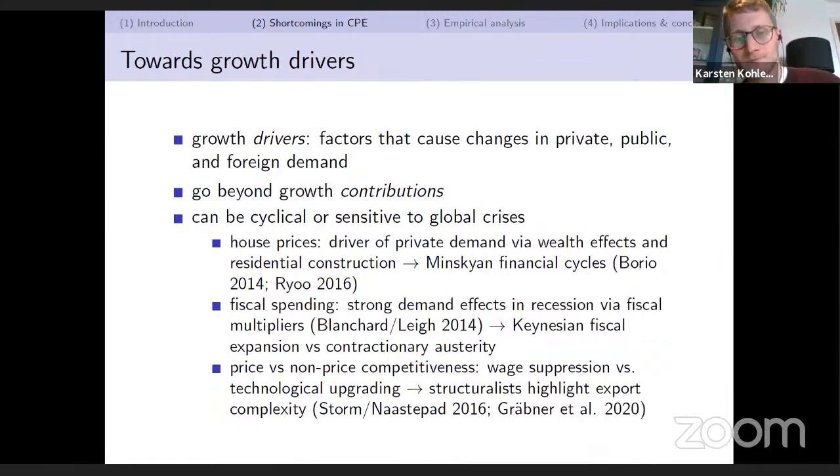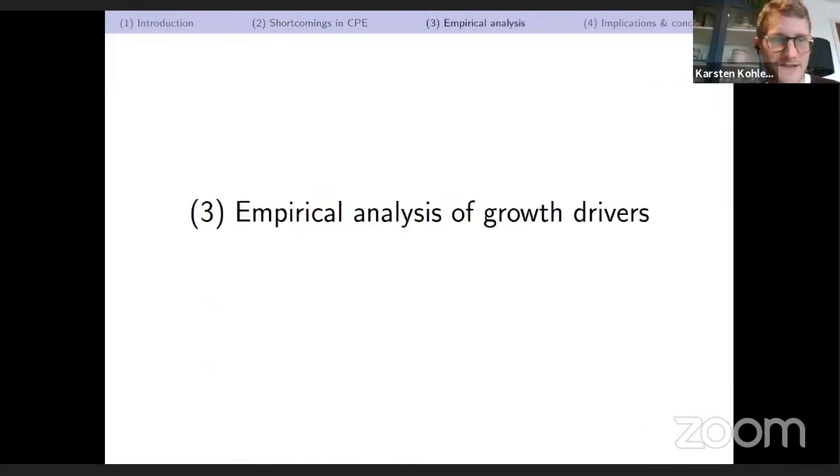Finally, we also look at the distinction between price and non-price competitiveness. As I said, lots of the comparative political economy literature has focused on price competitiveness and has argued that the Southern European countries, for instance, lost their price competitiveness because they had strong wage inflation. So from that perspective, you may expect wage suppression after the crisis to support economic growth in those countries. And this is something we want to analyze as well. And we juxtapose this notion of price competitiveness with the concept of non-price competitiveness, which has been highlighted in some of the structuralist post-Keynesian literature that argues that it's more the technological upgrading and export complexity that is important for export demand.